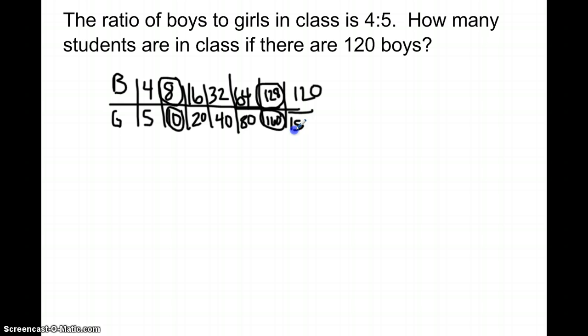Now in this particular problem, if they set it up as boys to girls, it says how many students are in class. So the kids have to have a good understanding that classes are made up of boys and girls, so they would actually have to add this together. 120 plus 150 makes 270 students. And we would label our answer here.